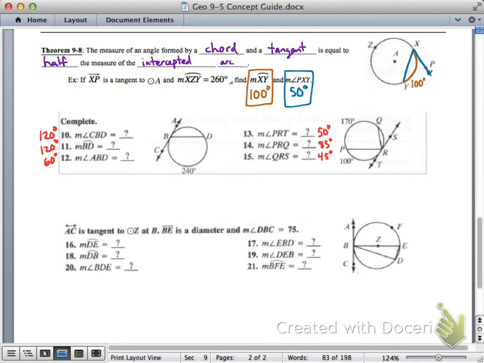Okay, here are the answers to these. Did you find that the measure of the angle is equal to half of the intercepted arc, or that the arc itself is equal to double the angle, just like we had with the inscribed angles? One last section here. Give these a shot, and this is where we kind of put all of those pieces together. I think you can do them. Try 16 through 21. Pause.